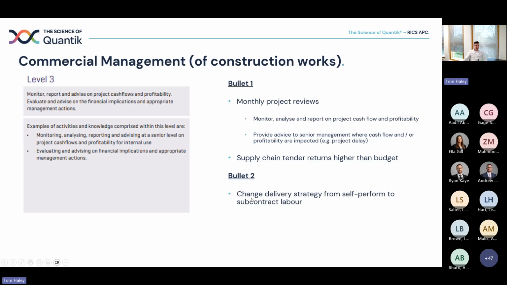So examples: changing the delivery strategy from self-perform to subcontract labour shifts the cash flow profile. The other one is the financial viability of a subcontractor. So you might see that there's a problem, and you're giving advice on, if we do nothing, this could be the outcome. If we take these steps to mitigate the risk, then this is the potential risk. But you're advising the business and the project team on what to do in that particular situation using your competence as a quantity surveyor.